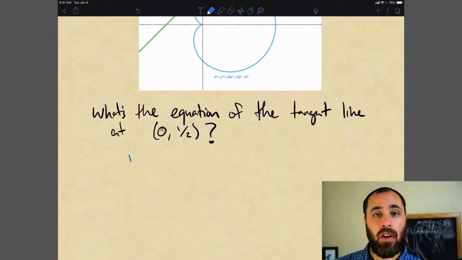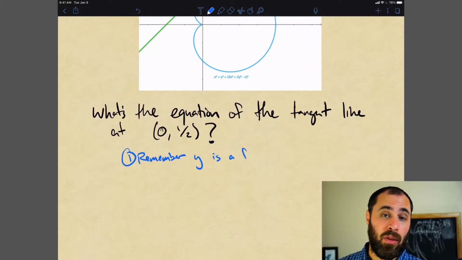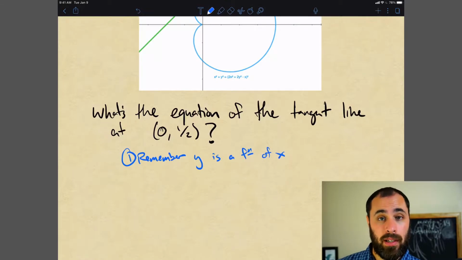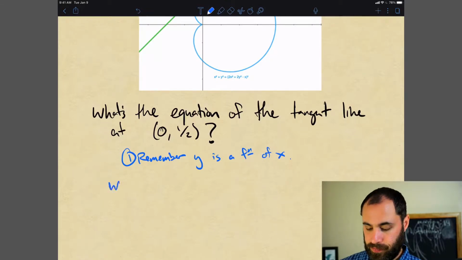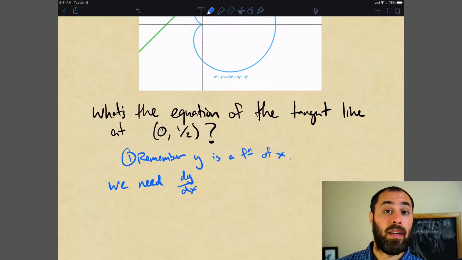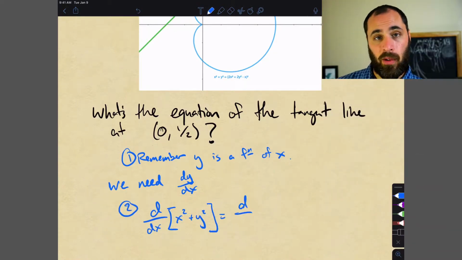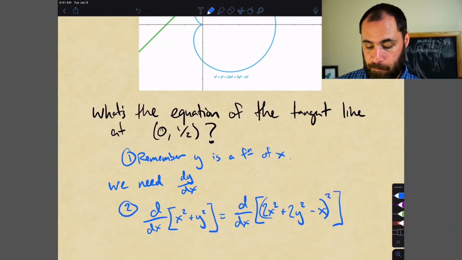So to start, remember that we're treating y as a function of x. When we talk about slope, we want to know how does y depend on x, or more specifically, how does y change as x changes? So to talk about the equation of the tangent line, we need the slope, that is dy/dx. So we'll take the derivative of both sides of this equation. I know this looks bad, but bear with me.